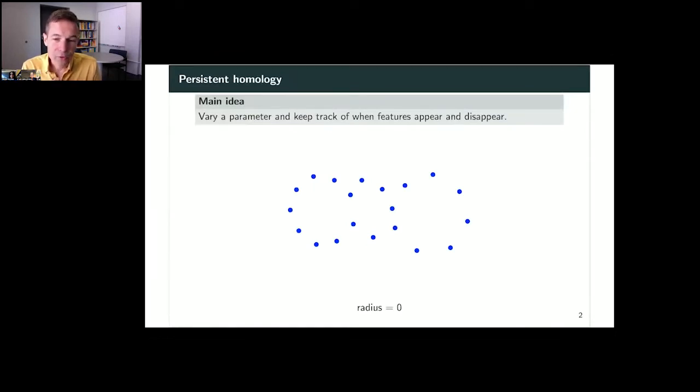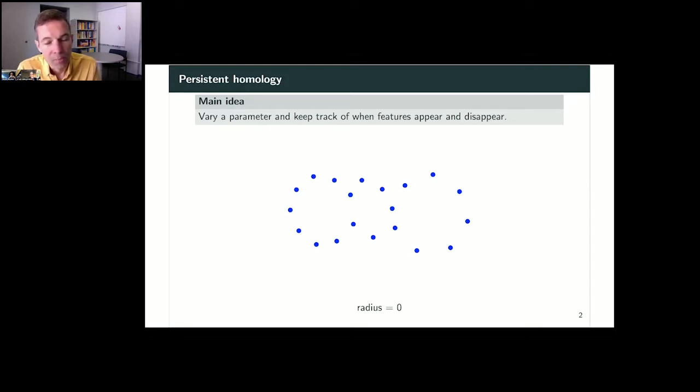Now, the first and probably most important step is encoding the data in a way in which we can apply ideas from algebraic topology. And the main tool that I'm going to be using in today's talk is something called persistent homology, which looks at a one-parameter family of spaces and keeps track of homological features as they appear and disappear as this one parameter changes.